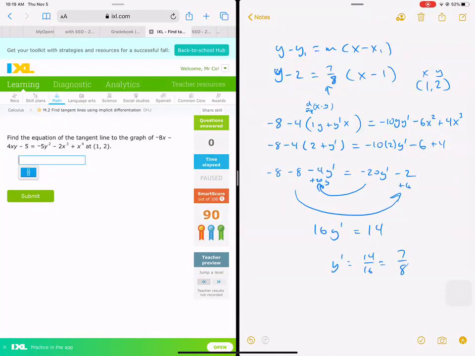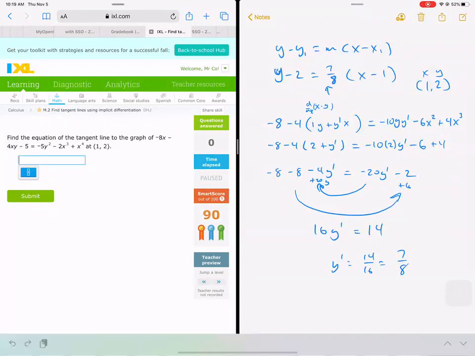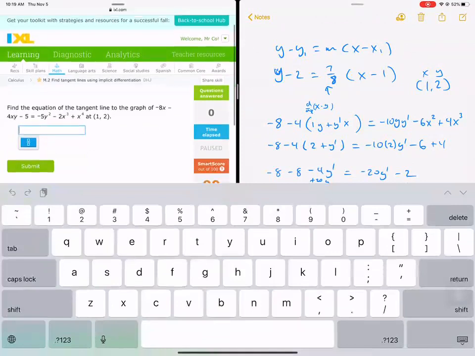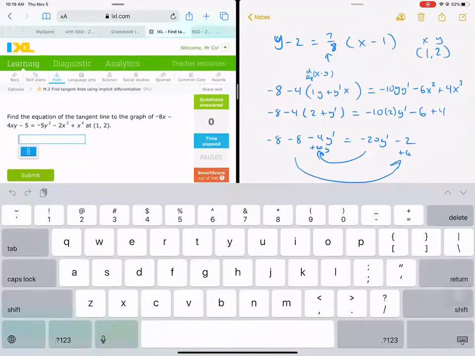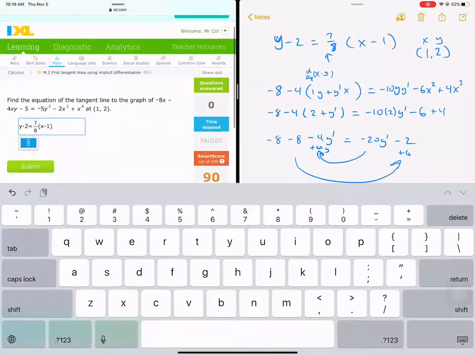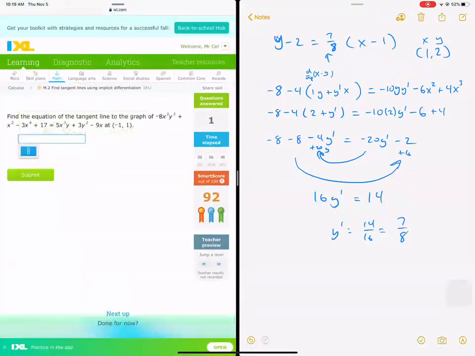Okay, I did this fast. I don't know if I made any mistakes, but I'm going to go ahead and plug it in. Wish me luck, folks. So we're going to write y minus 2 equals, I want to stick a fraction, 7 over 8, then open parentheses, x minus 1. All right, cross my fingers. Come on, yeah!